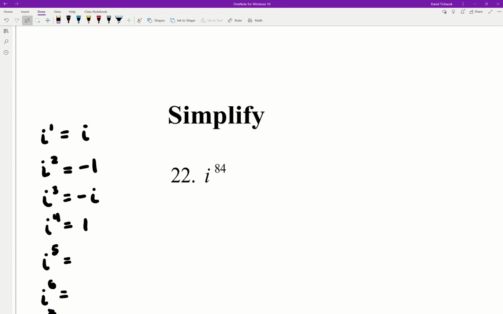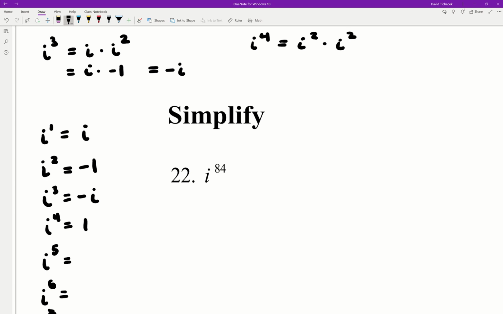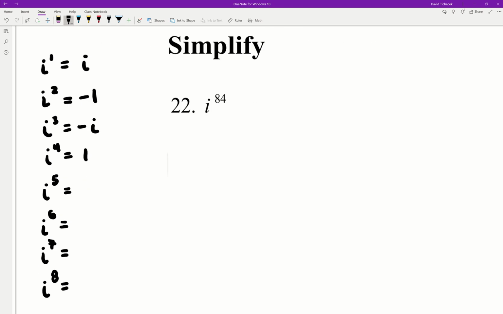Really quickly, the way to see that would be, the way we broke up i to the third in an earlier problem was we said that it was i times i squared. And remember that i squared is just simply -1. So this is really just i times -1, or in other words, -i. So that's how that works out. For i to the fourth power, you could break that up as i squared times i squared, and just remember that i squared is simply -1, so you're just taking -1 times -1, and that, of course, is +1. So that's why it works out that way.